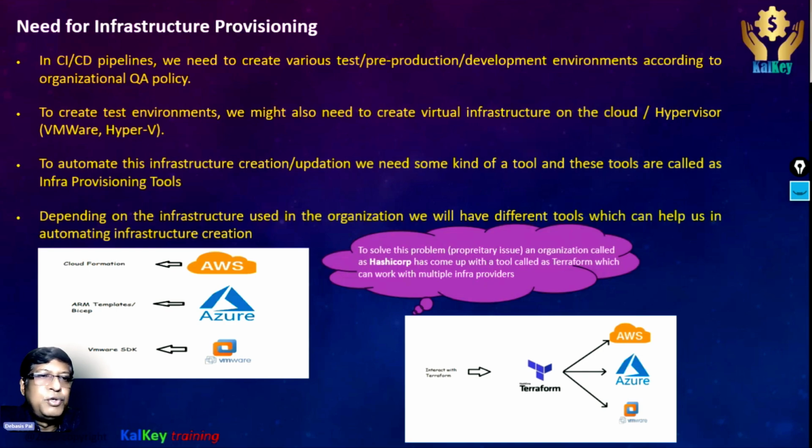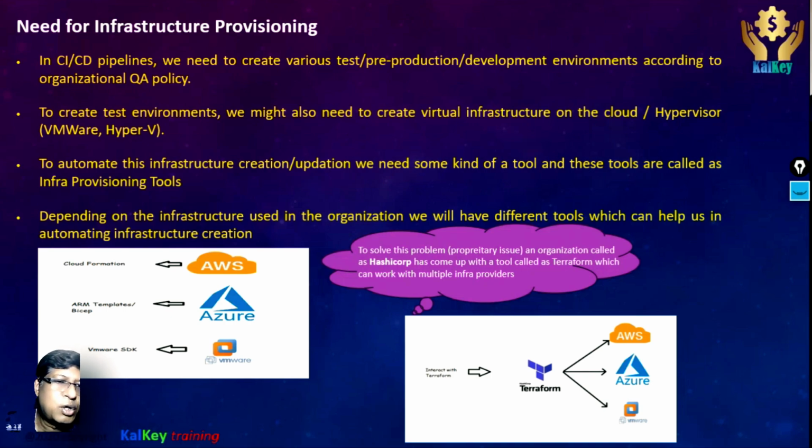Similarly, in Terraform, you are saying infrastructure as code, IaaC. So you are using Terraform as a coding tool to provision infrastructure over the cloud. IaaC versus IaaS. Depending on the infrastructure used in the organization, we will have different tools which can help us in automating infrastructure creation. AWS has a service called CloudFormation for automatically provisioning the resources over the AWS cloud.